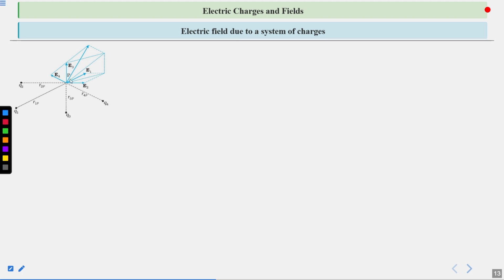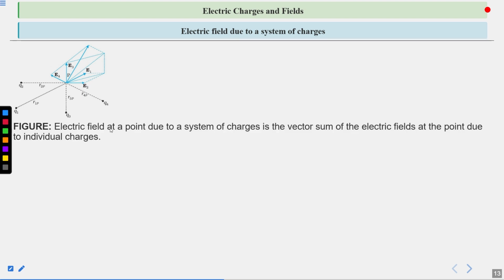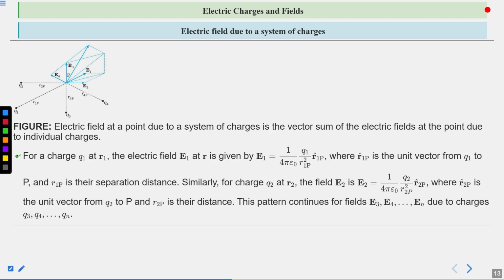So look at here, E1, E2, E3 are the electric fields. So electric field at a point due to system of charges is the vector sum of electric fields at the point due to individual charges. For charge Q1, listen carefully. For charge Q1 at a distance r1, the electric field E1 at r is given by E1 is equal to 1 upon 4 pi epsilon naught Q1 divided by r1P square r cap 1P.